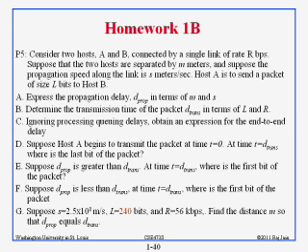All right, so that brings us to this homework 1B. Let's read the homework. Consider two hosts A and B connected by a single link of rate R bps. So the rate is given in a symbol R. Suppose that the two hosts are separated by m meters. So the distance is given, and suppose that the propagation speed is s meters per second. Host A is to send a packet of L bits. So we are giving you all the numbers but in symbol form, right?